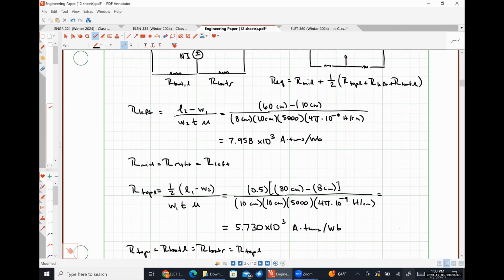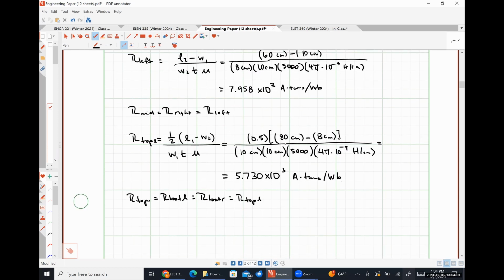So substituting in our numbers, we're going to have 7.958 plus 0.5 times 7.958 plus twice 5.730. Our equivalent reluctance, good Lord, my penmanship is getting terrible, comes out to be 17.667 times 10 to the 3 amp turns per Weber.